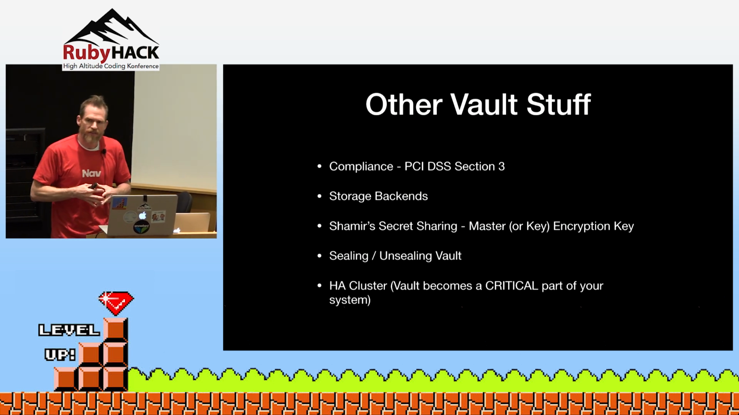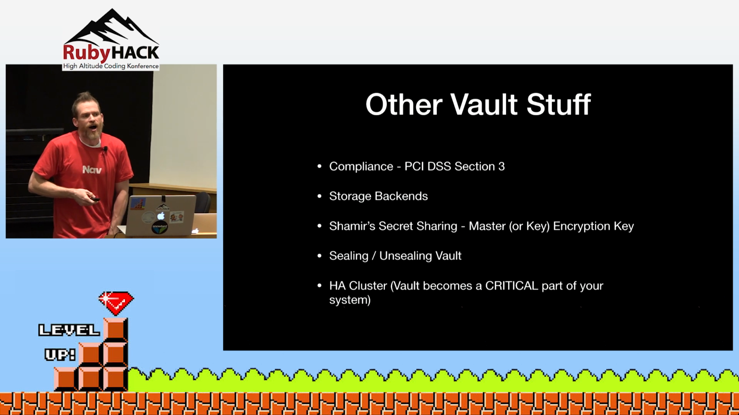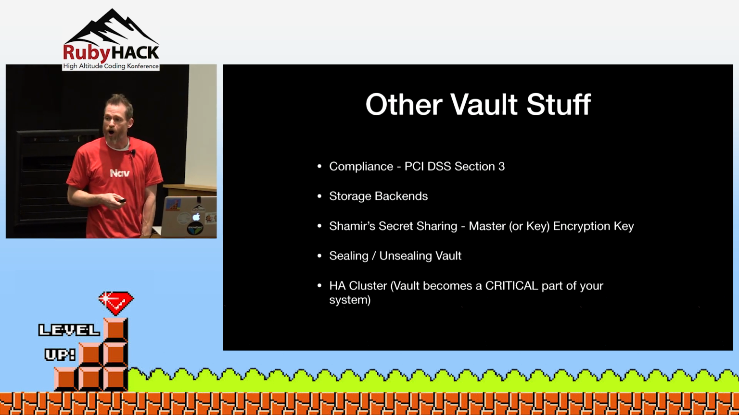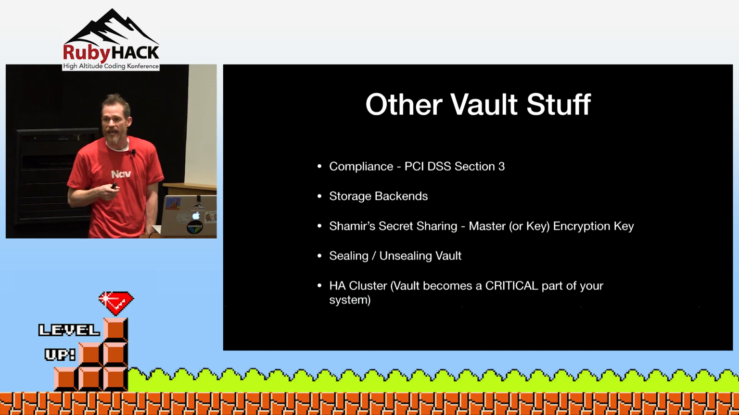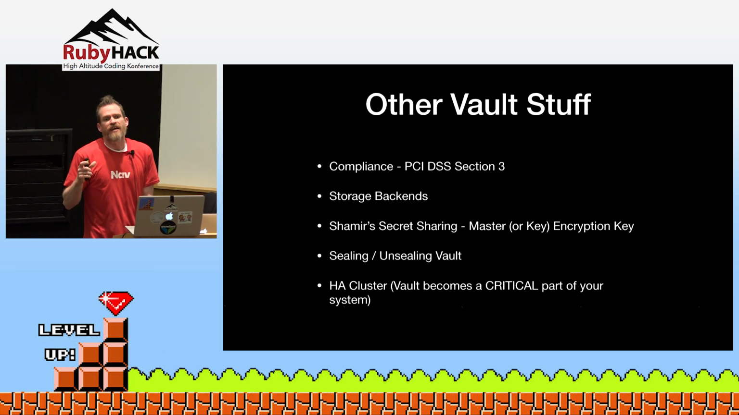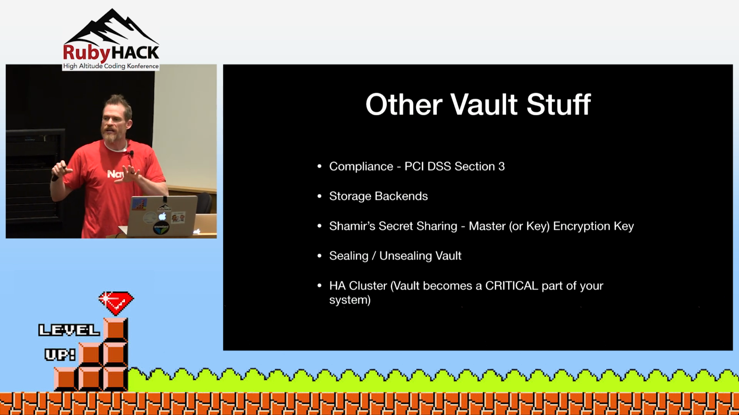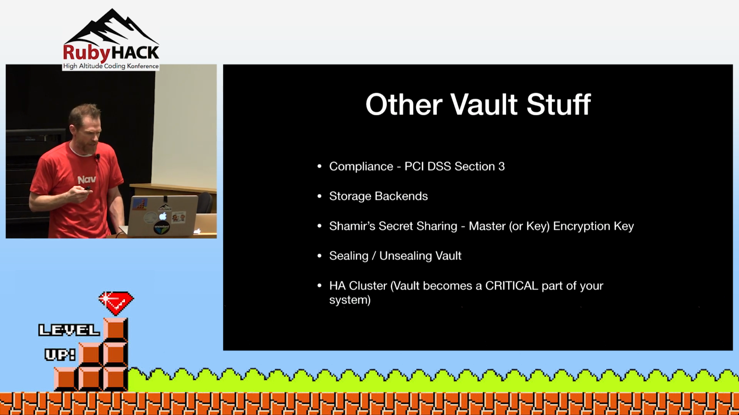Also, if you're using Vault, as I've mentioned, it becomes a critical part of your infrastructure. You will have a hard time operating significant things if Vault is not running or having problems. Because of this, it's good practice to run Vault in high availability mode, which means if a node has problems, another node can already be unsealed and on standby, so it can pick up and start taking over at any point.